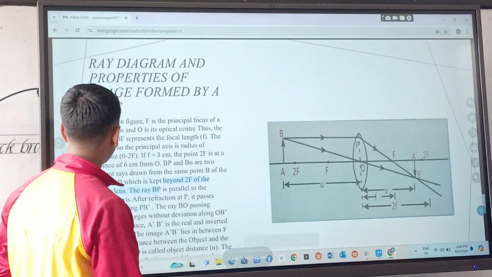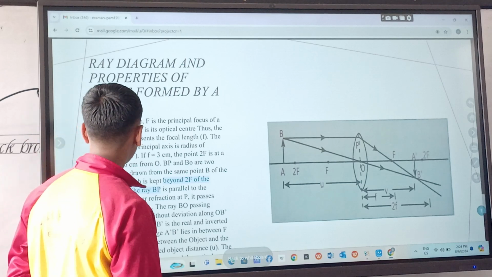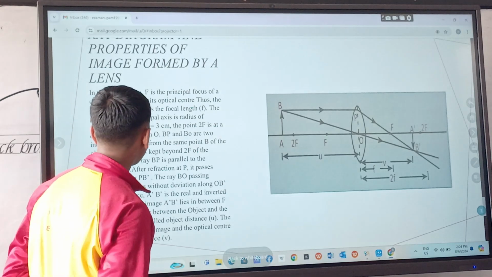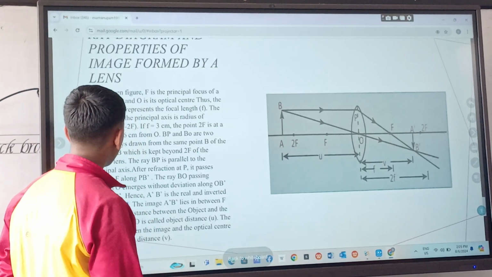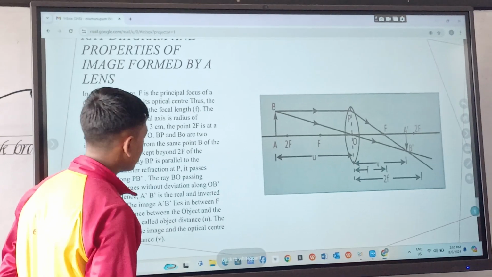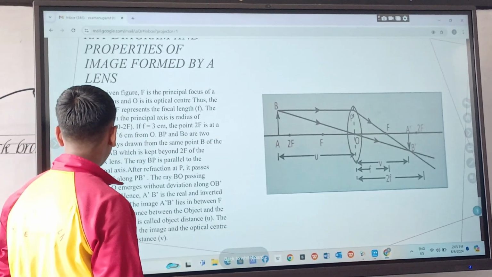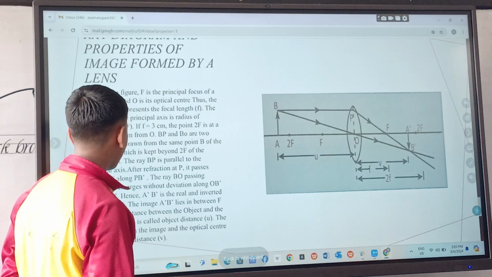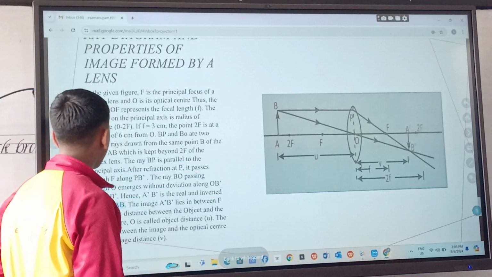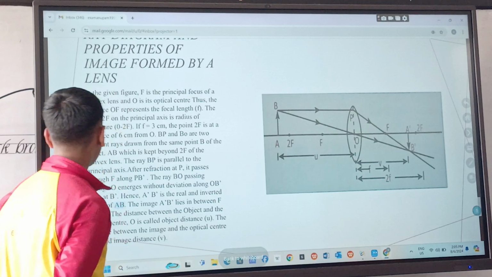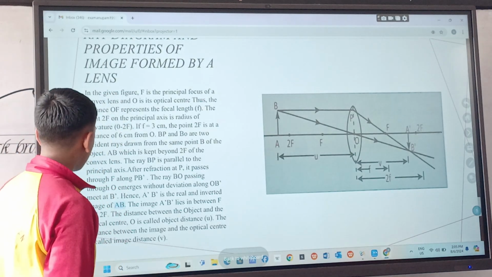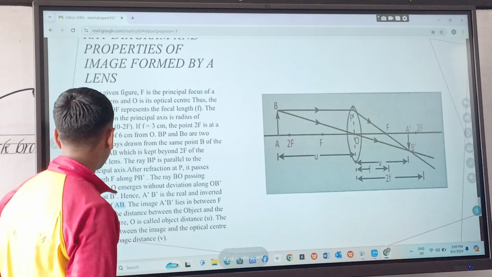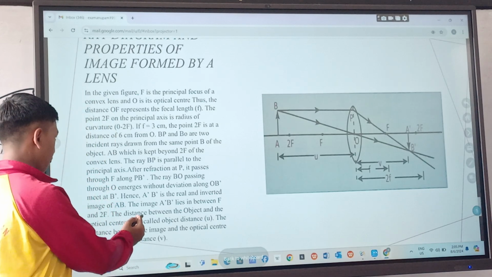And the next topic is ray diagram and properties of image formed by a lens. In the given figure, F is the principal focus of the convex lens and O is its optical center. The distance OF represents the focal length. The point 2F on the principal axis is the radius of curvature. If F is equal to 3 cm, the point 2F is at a distance of 6 centimeter from O.